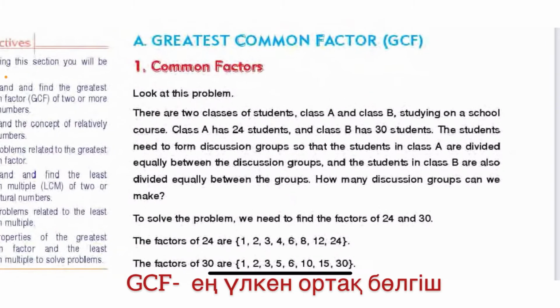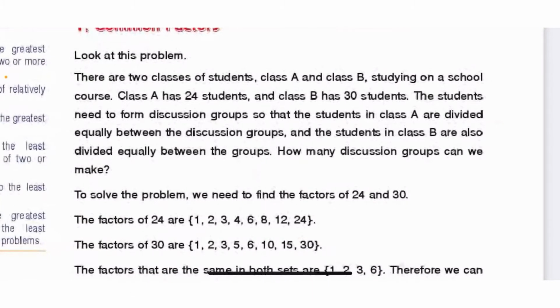So consider this problem. There are two classes of students, A and B. They study on a school course. Class A has 24 students and Class B has 30 students. The students need to form discussion groups so that the students in Class A are divided equally between the discussion groups, and the students in Class B are also divided equally between the groups. How many discussion groups can we make?